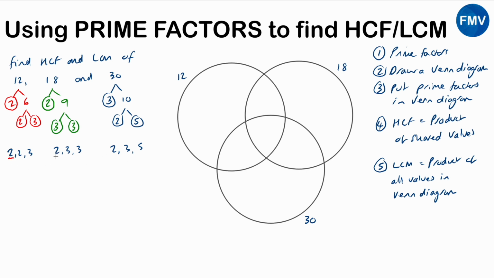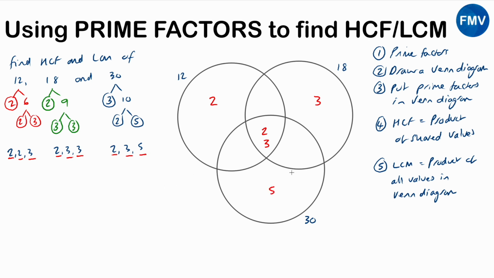I have 2 in all 3 of them. So that goes in the centre, the one that is shared by all 3 circles. I have a 2 only in the 12, there's no more 2s. I have a 3 that is shared in all 3 of them. Again, sits in there. I have a 3 that is only in the 18, and I have a 5 that is only in the 30.